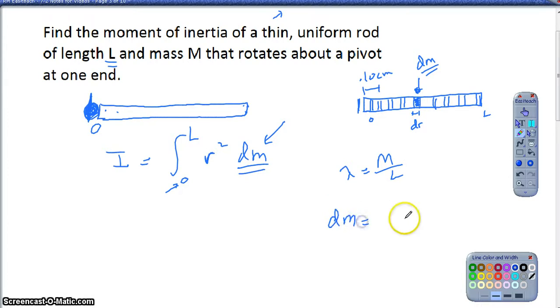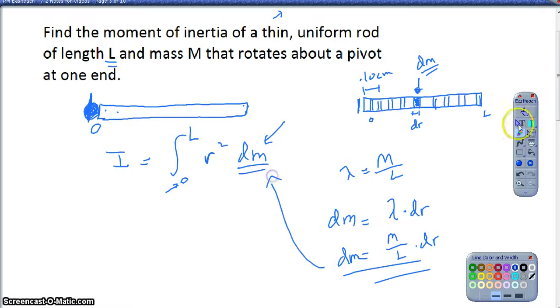dm, the amount of mass per strip, is going to be my linear density times dr, the change in distance of that strip, times the length of that strip, right? If we can boil it down to this every time, it's not too bad. So again, dm in this case would be mass per length times dr. Once I reach this conclusion, finding the integral becomes a pretty easy process, right? I'm just going to take this and plug that in for dm.